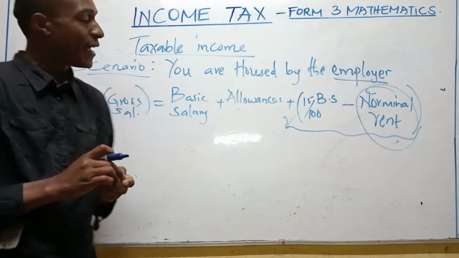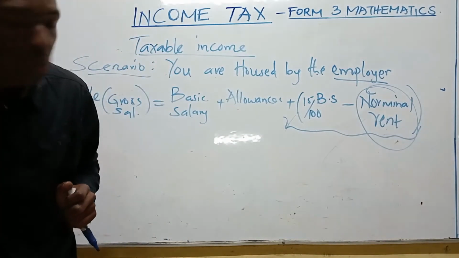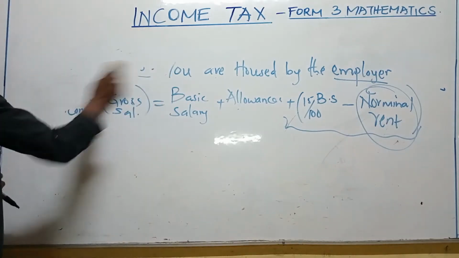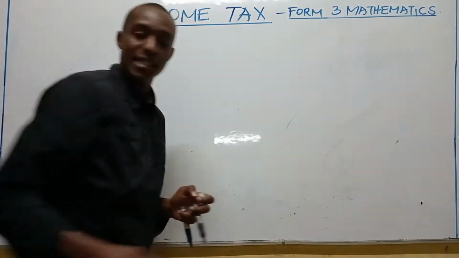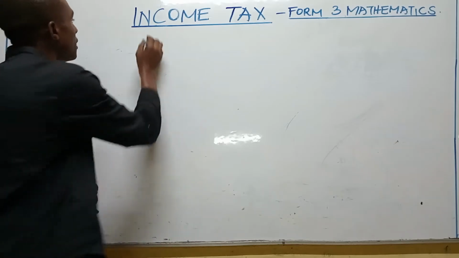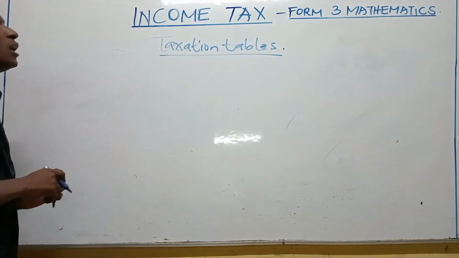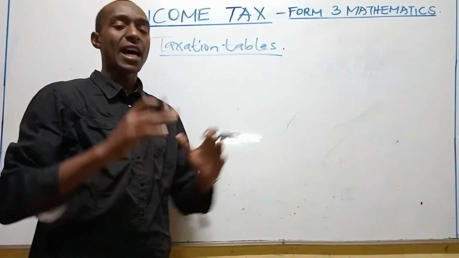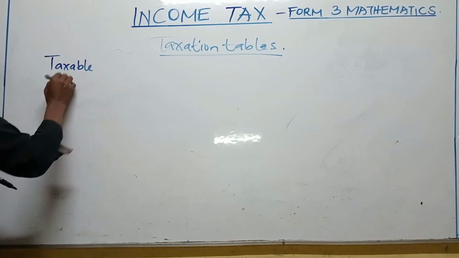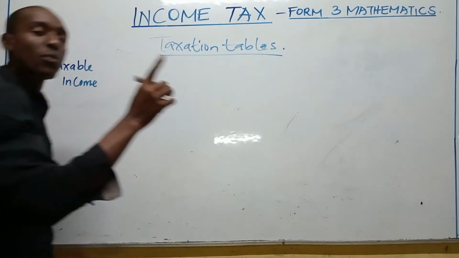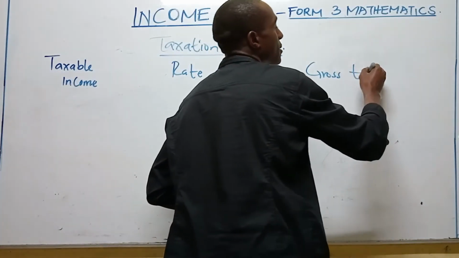We now move to the nature of tables that we have, the taxation tables. So I think we are through with the 2 marks. We can now go to the nature of taxation tables. We have 3 types of taxation tables. And in all taxation tables, on the left hand side, we have what we call taxable income. In the middle, we have rates. And on the right hand side, we have gross tax.